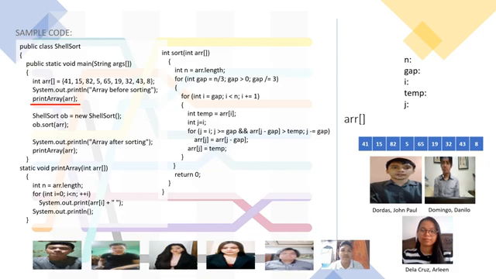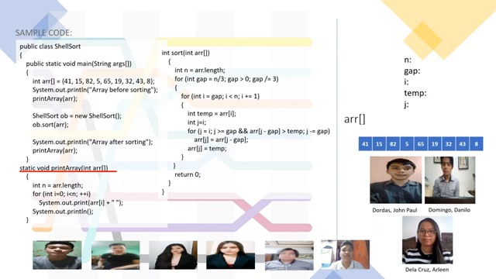We will call the printArray method to see the values inside the array, then create a new ShellSort object. ShellSort ob equals new ShellSort. And we will call the sort method for our program to have a function: ob.sort(arr). And let's print the new array values after sorting the array. Now we will do the printArray method.